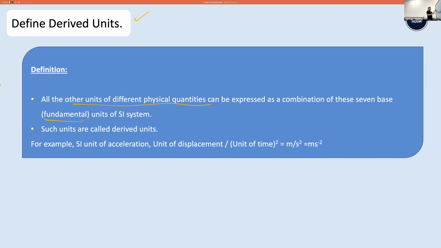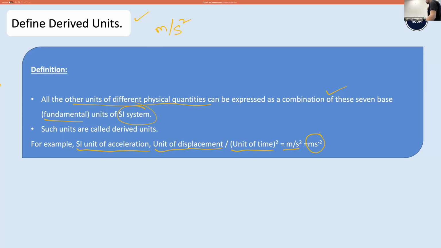So all the other units of different physical quantities that can be expressed as a combination of these seven base quantities are called derived quantities, right? Of which system? Of the SI system. So example, what is the SI unit of acceleration? It is meter per second square. Meter is a measure of length. Second is a measure of time. So it is derived as a combination of length and time. So length is used once, time is used twice, right? So that's what you're going to get. So unit of acceleration is equal to the unit of displacement divided by the unit of time square, which is meter per second square, or sometimes you write it like this also, meter second power minus two, right?